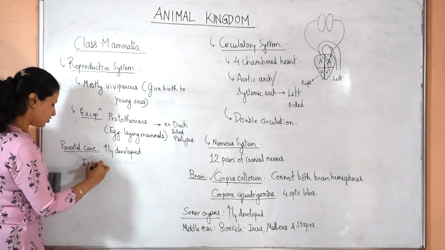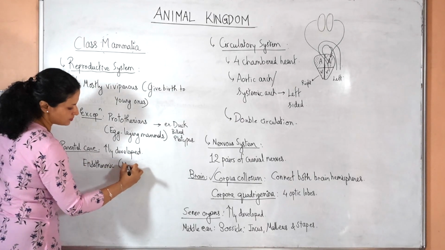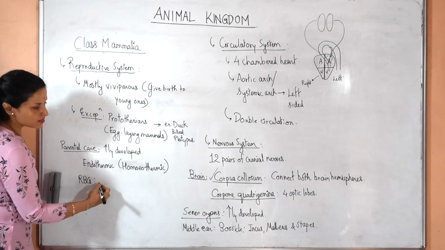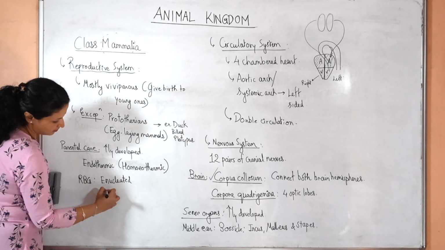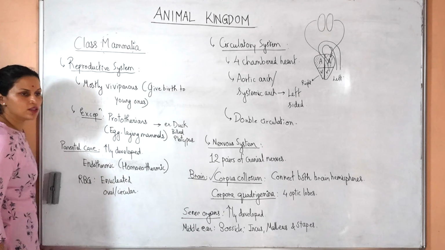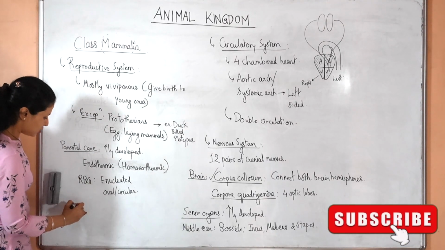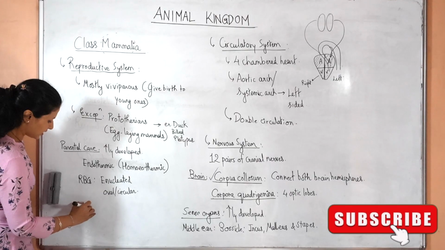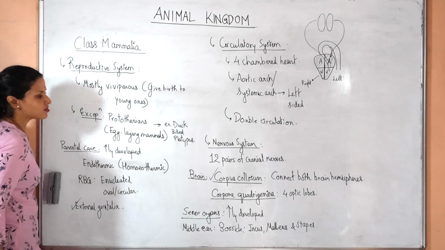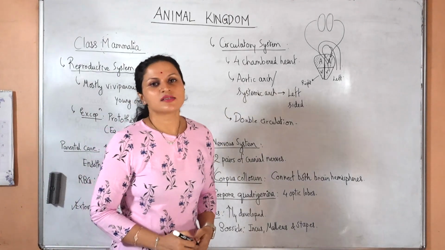They are endothermic, that is homeotherms. The RBCs are said to be enucleated. They can be oval or circular. In humans they are circular, biconcave and enucleated. And they show external genitalia. Showing external genitalia is also a feature unique to the class Mammalia.